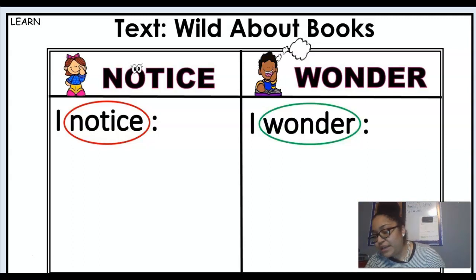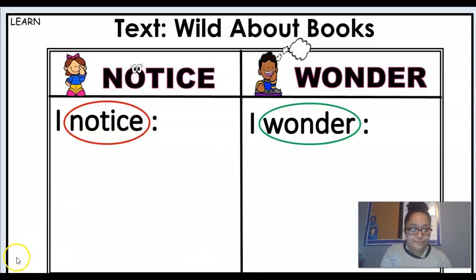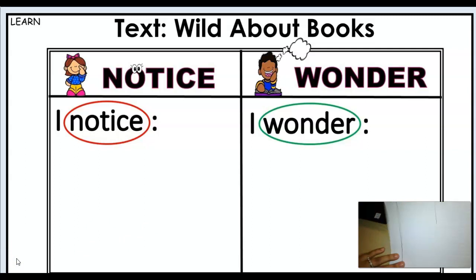I'm going to give you one example of what that looks like on your paper. Here on page 2, I'm going to write 1 notice and 1 wonder, and you are going to do the rest.